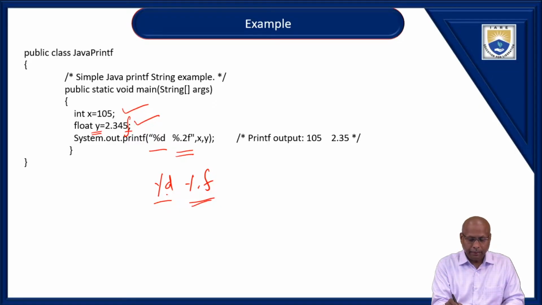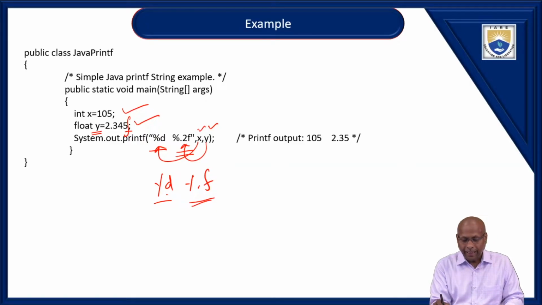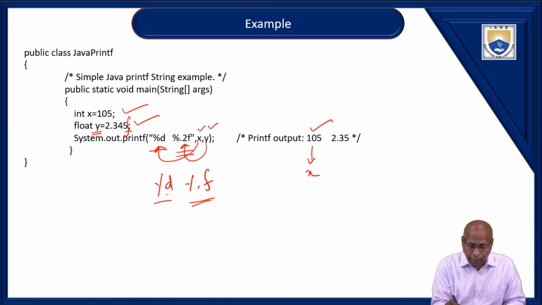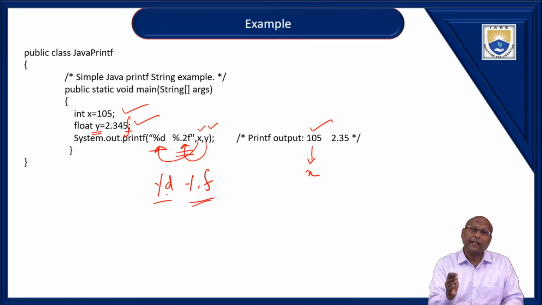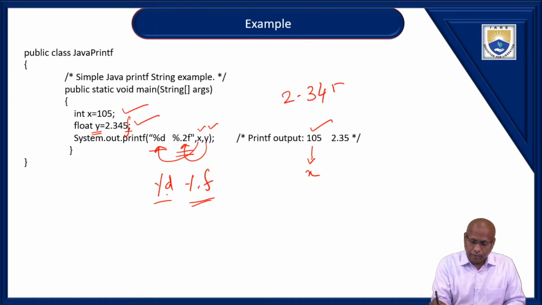System.out.printf %d %.2f, x comma y. So the value of x goes to the first control variable, the value of y goes to the second. So automatically what will it print? The output will be 105, which comes from x. And here .2f means after the decimal only 2 digits are printed. So actually my value is 2.345. After the decimal, 2 digits means it will go up to this.